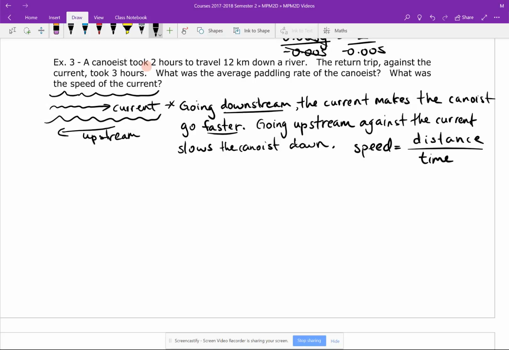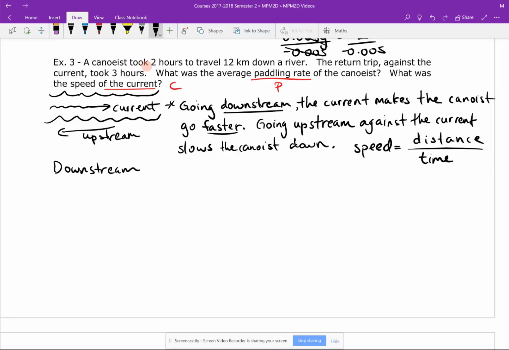All right, let's define our variables. What is the average paddling rate? I need to find the paddling rate, let's call this P. And what is the speed of the current? I need to find that too, let's call it C. So there are two scenarios: you have two different speeds going downstream and upstream. I'm going to start with downstream, where the current is helping you.